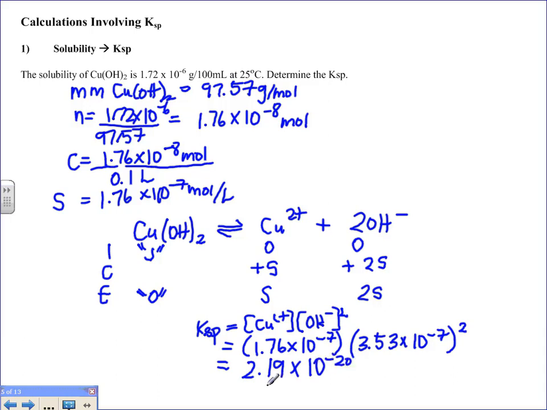It's a very small Ksp value, but it's what we would expect if you look at the solubility. This is a tiny amount of copper hydroxide that can dissolve into this solution. Okay, so it makes sense that we have a very small Ksp value.